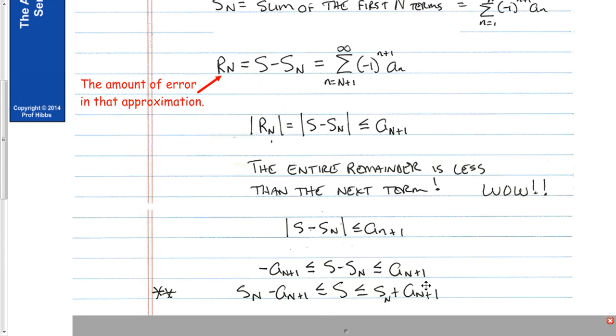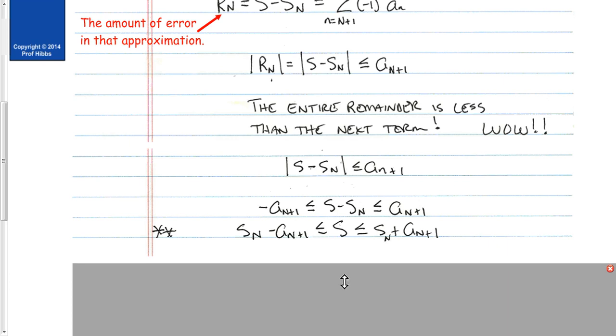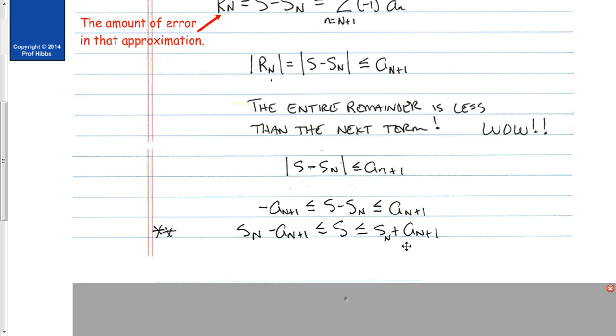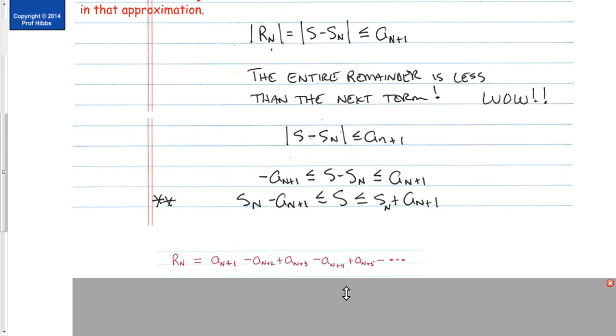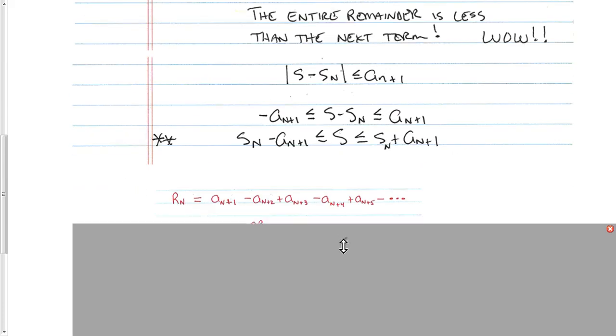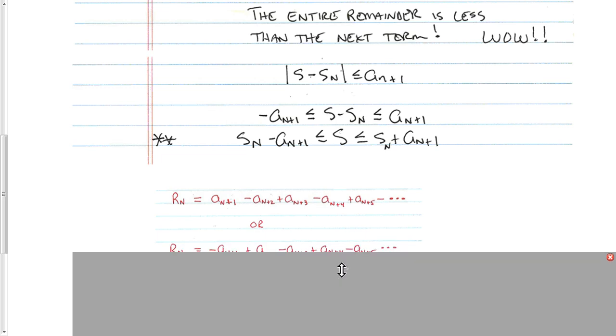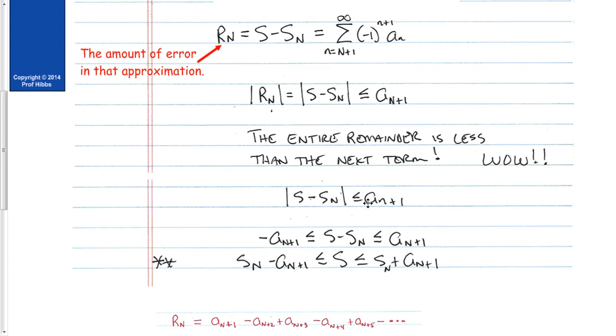Okay, it lies between those values. And so that gives us a really powerful way to estimate the actual sum of a convergent alternating series. Now, what I'm going to try to do is convince you of this statement right here.